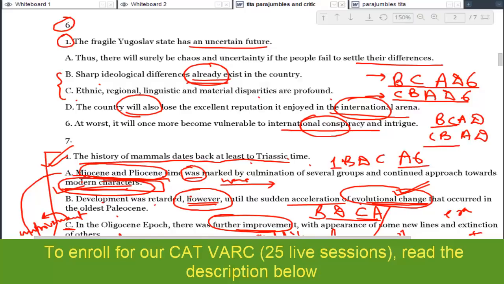Now the point here is, understand this. Thus there will be chaos and uncertainty if the people fail to settle their differences, correct?